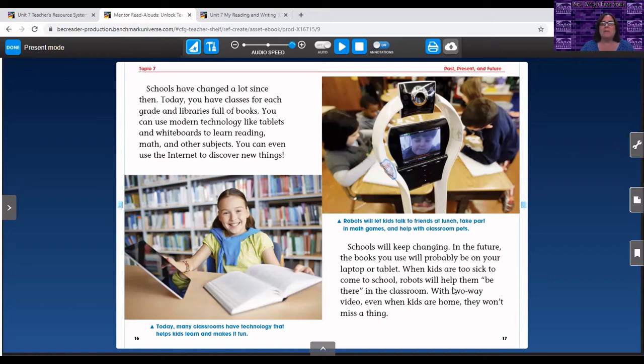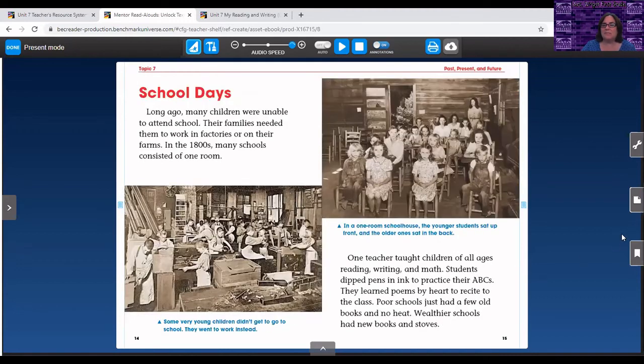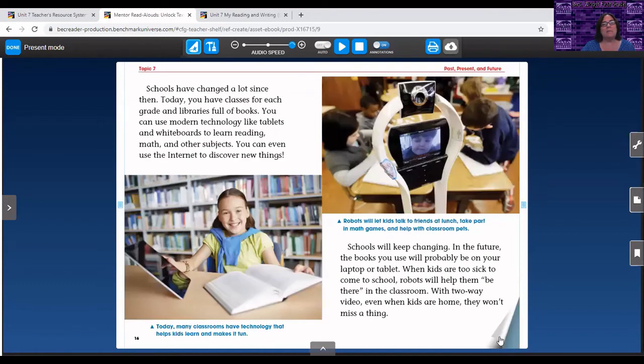Let's think about what the teacher is doing in the classroom. In the past, there was one teacher for many grades. In the present, there is just one teacher for one grade. And it looks like maybe in the future, it's one teacher for one grade, but even if you're sick, you can still join in your class.